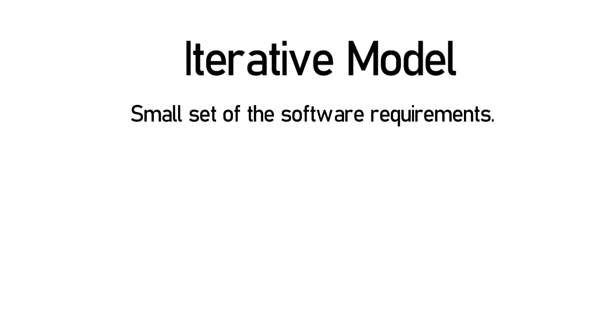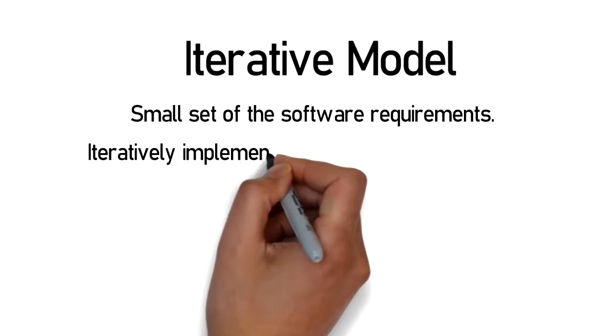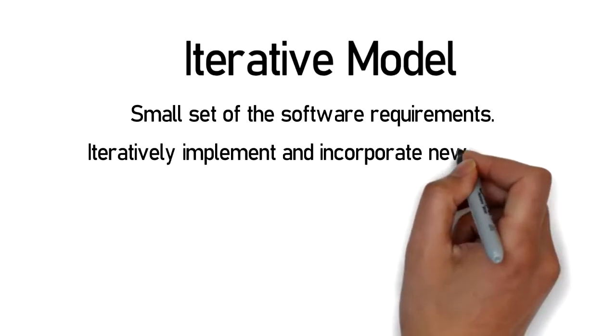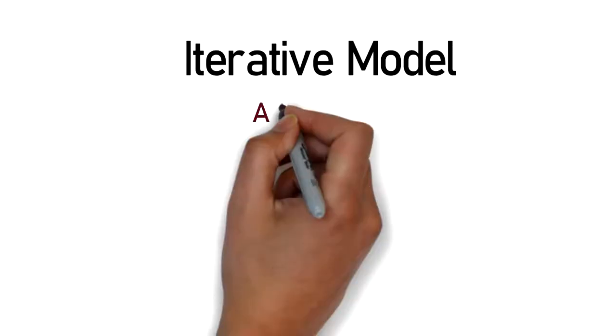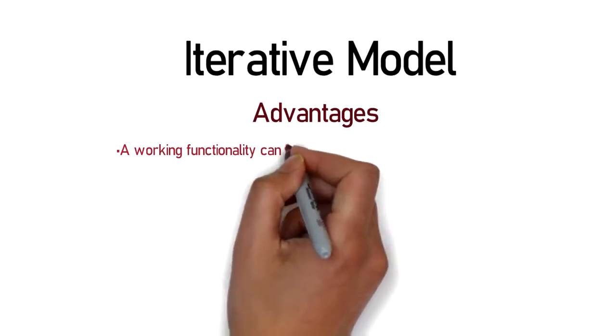We use this set of requirements to develop the first version of the software. After that, we iteratively implement and incorporate new changes, resulting in the creation of new versions of the software until the complete system gets created and deployed. Some advantages of iterative model are: a working functionality can be developed very quickly.